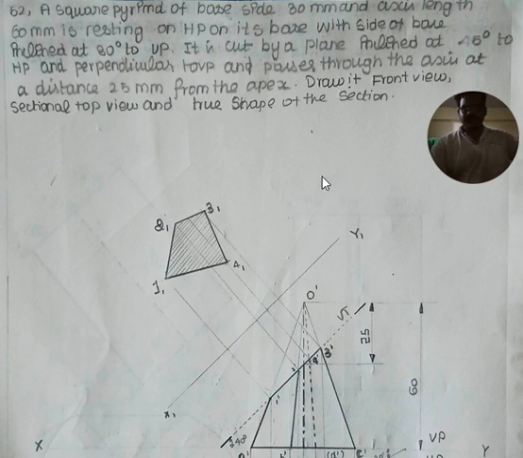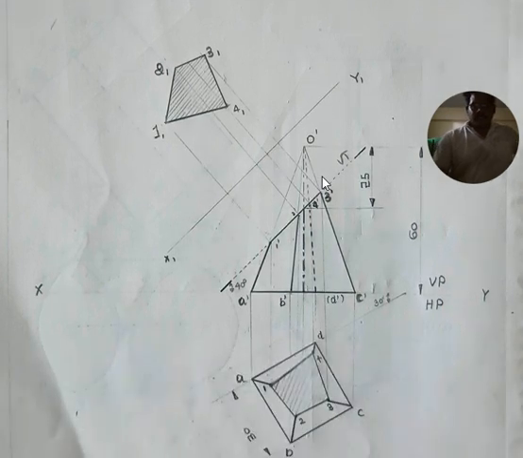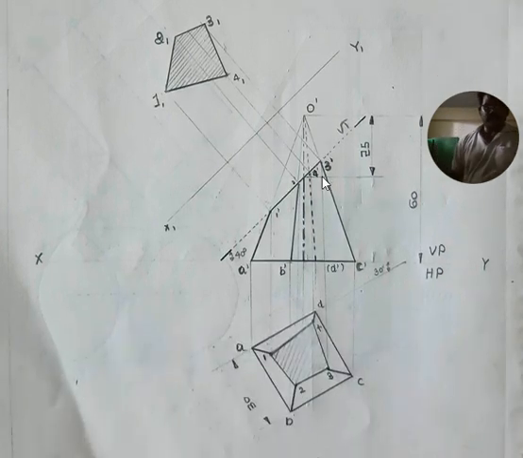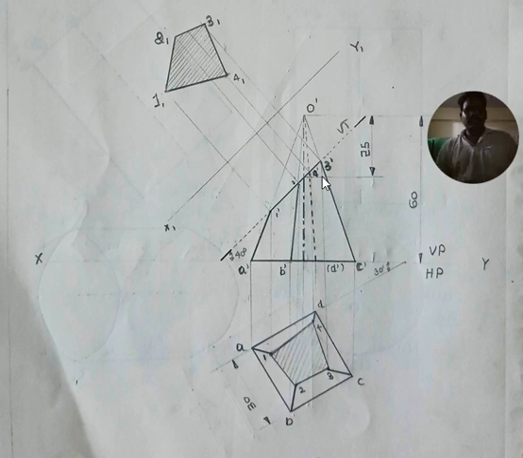For this, before sectioning, we have to draw both the views, the top view and the front view. Which one do we draw first? Here the base is resting on the horizontal plane, and the axis of the solid is perpendicular to HP and parallel to VP. And in which view will I get the true shape of the base? In the top view. When I see from the top of the object, with the base resting on the horizontal plane, I am able to see the true shape of the base. So first I have to draw the top view, in which I get the true shape of the base.